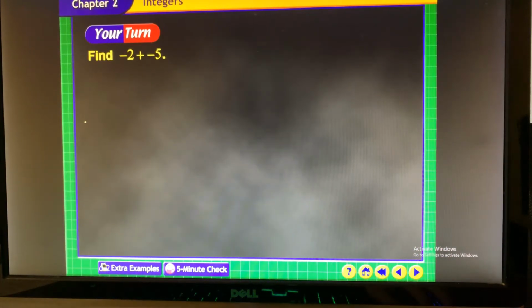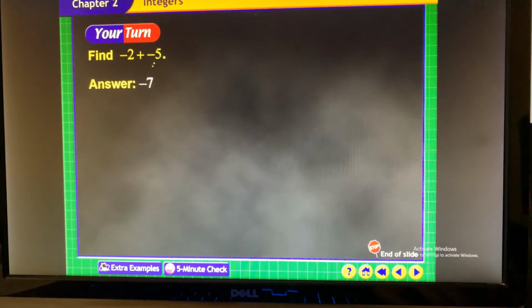Negative 2 plus negative 5 says I'm going to go left 2 and left 5 more. I'm going to be at negative 7. Or I say you borrowed $2, you borrowed $5 more. That means you're going to owe $7 in the end.